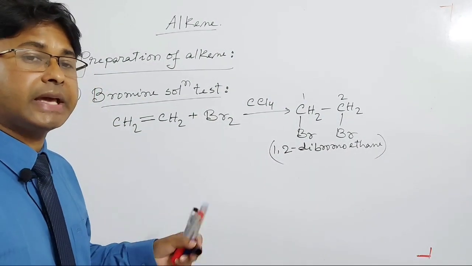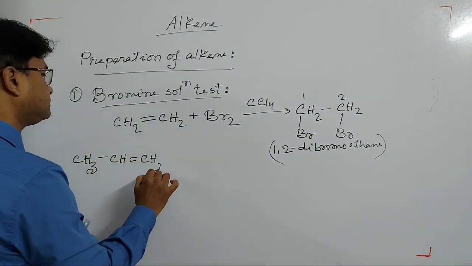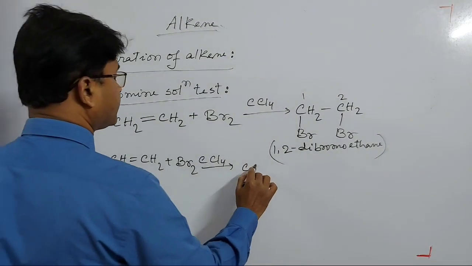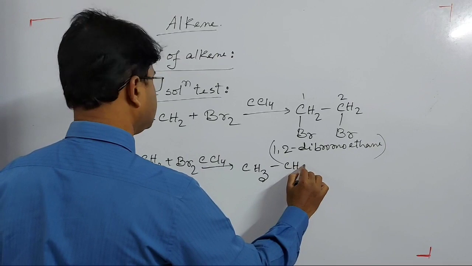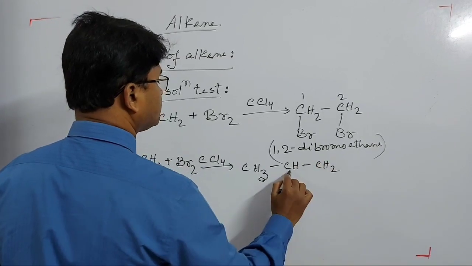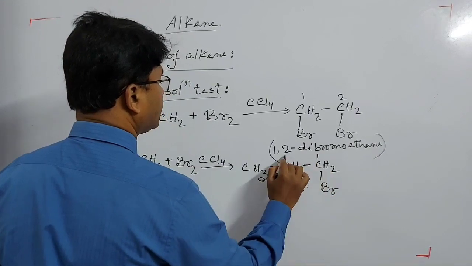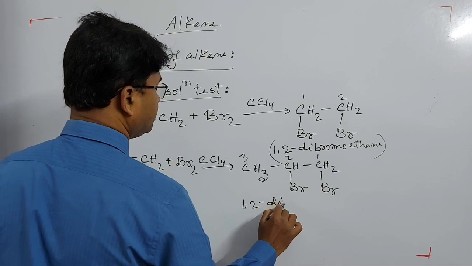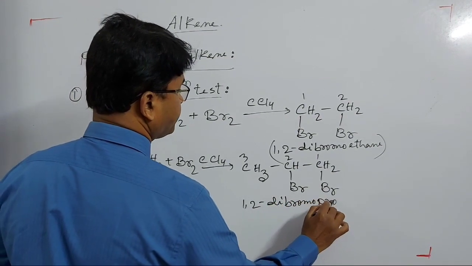Again, if I show you another example, this is propene, and the product will be CH3-CHBr-CH2Br. This is 1,2-dibromopropane.